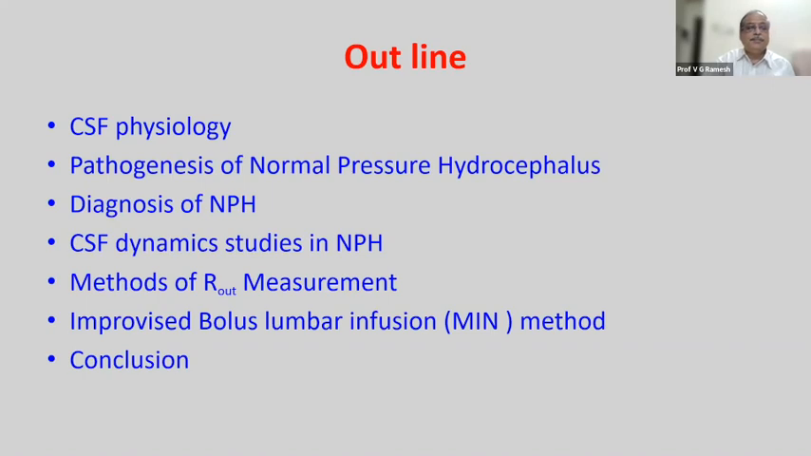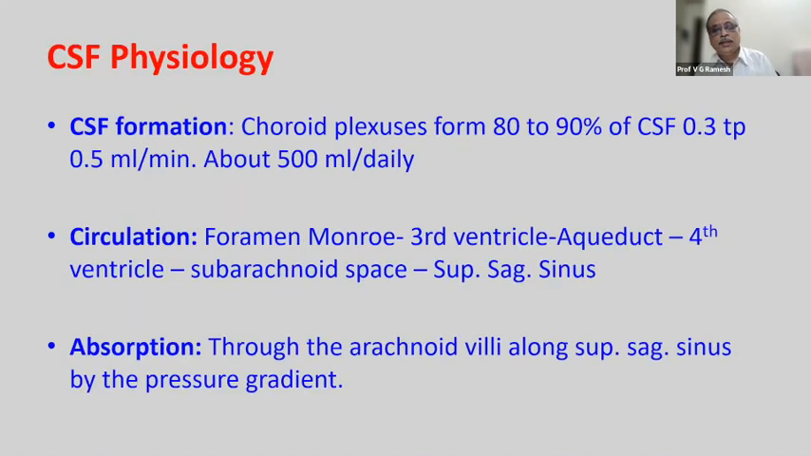Coming to CSF physiology, as everybody knows, CSF is formed mainly from the choroid plexuses, and 80% to 90% of CSF is secreted at the rate of about 0.3 to 0.5 ml per minute. 500 ml of CSF is secreted every day, as against a total CSF volume of 150 ml, so the entire CSF is replaced about 3 times in a day. After secretion by the choroid plexus, the CSF circulates through the foramen of Monro, then the third ventricle, aqueduct, then the fourth ventricle, and then goes into the subarachnoid space, to be absorbed mainly in the superior sagittal sinus. Classically it is believed that absorption is mainly through the arachnoid villi along the superior sagittal sinus, dictated by the pressure gradient.